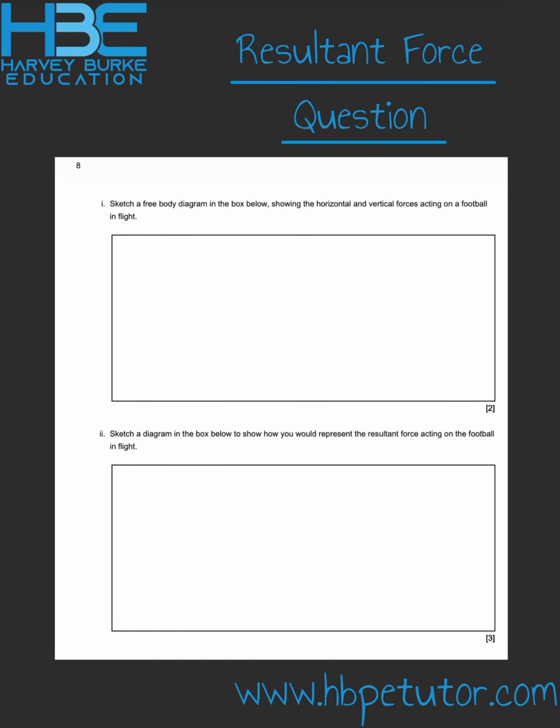If I got a question on resultant forces for A-level PE, there's just a few things that I'd watch out for. So firstly, if it asks me to draw the horizontal and the vertical force, I know it's asking for air resistance and weight because it's something that's in the air. So I draw the football out like so.